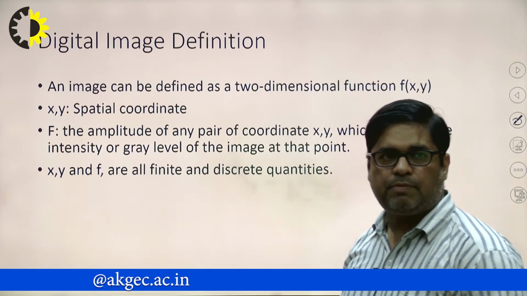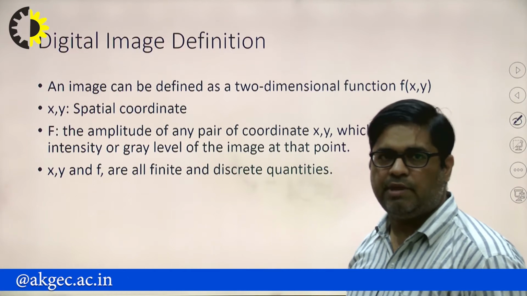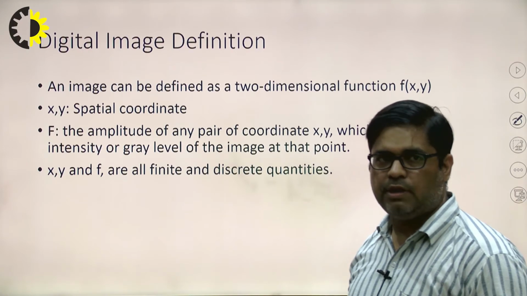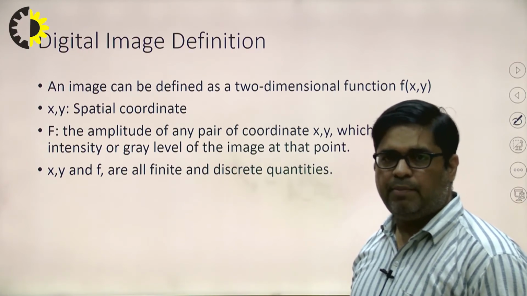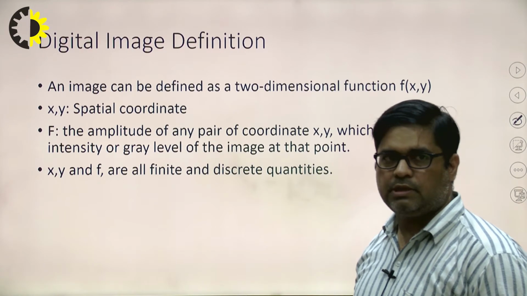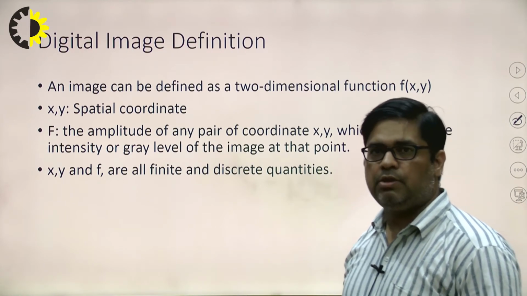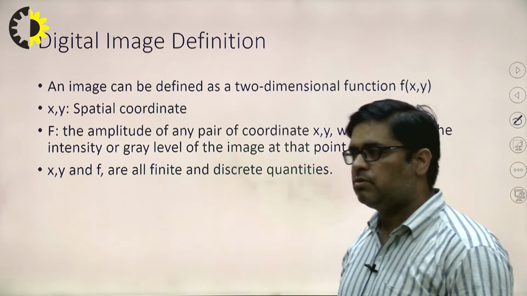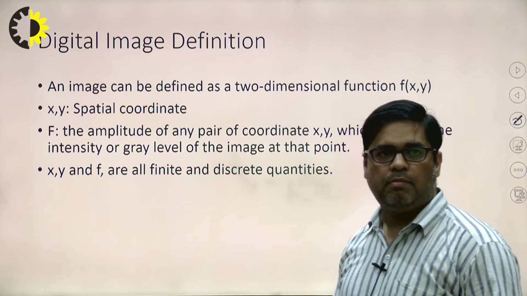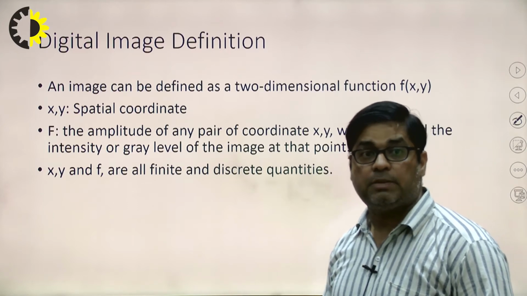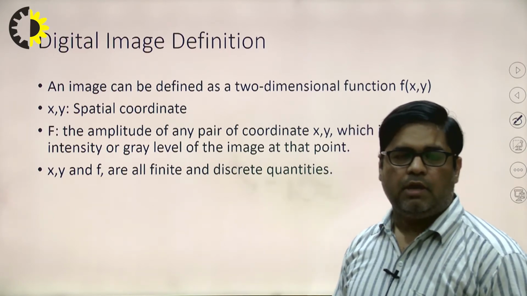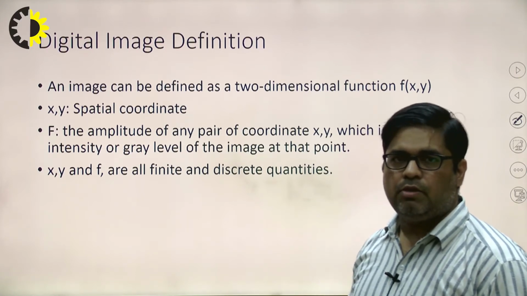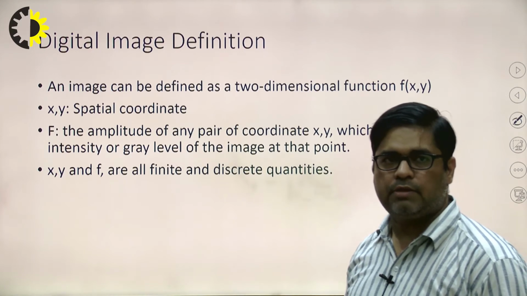Definition of digital image: an image can be defined as a two-dimensional function f(x, y), where f(x, y) is the function which generally gives the amplitude of the particular pixel, or we can say it will store the intensity of the particular pixel at the coordinate x, y, where x, y is nothing but the spatial coordinate system. So f(x, y) represents the intensity of the pixel at location x, y.